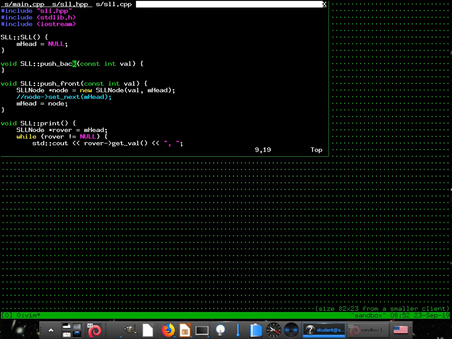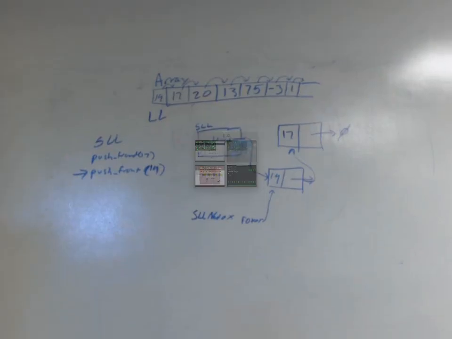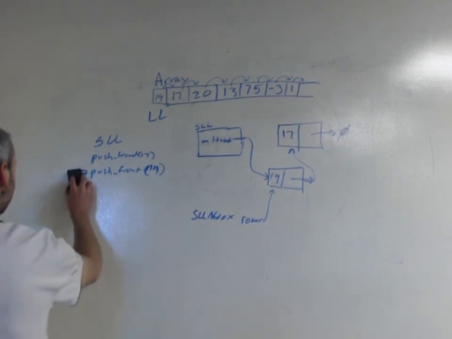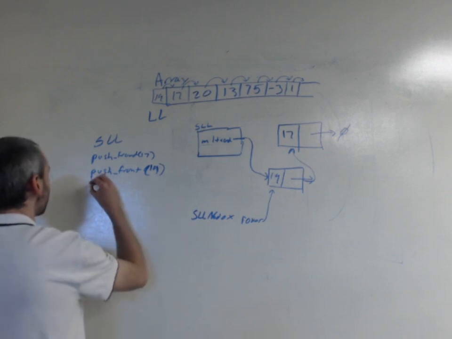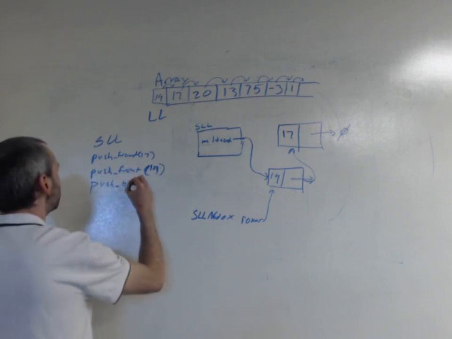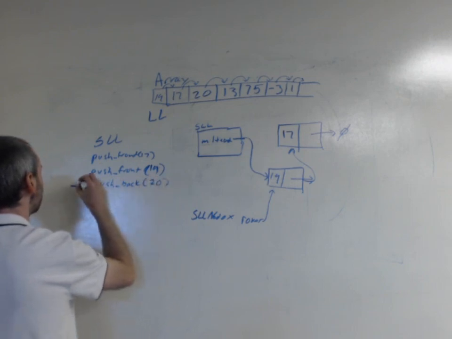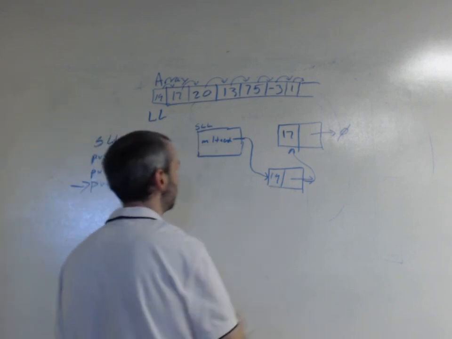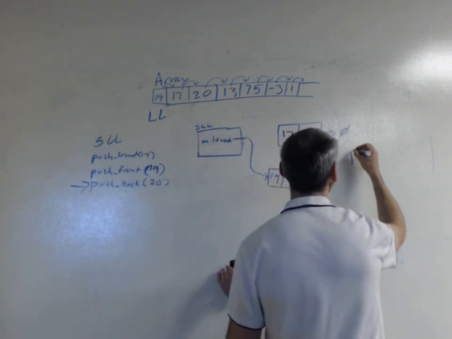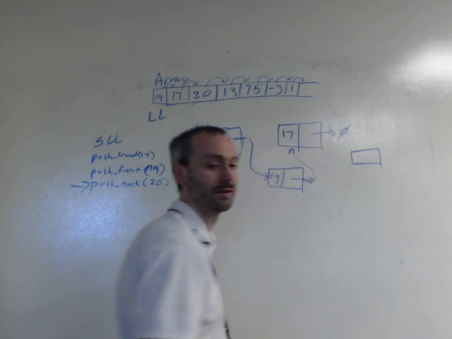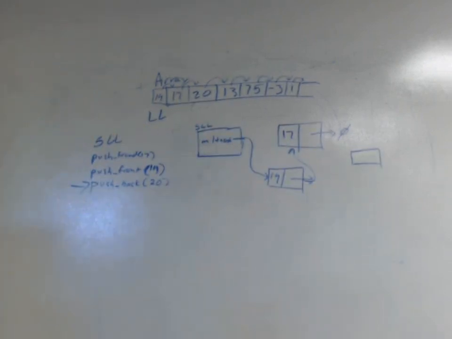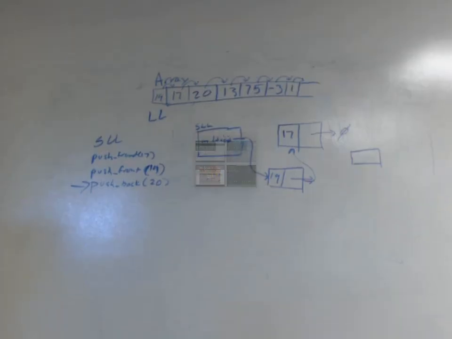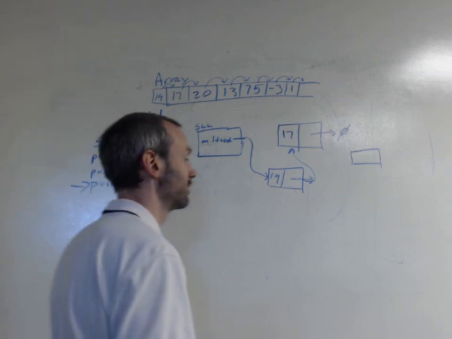All right, so push back. Okay. So we want to push to the back the value 20. All right, what do we want to do? Create a node. And go to the back, so I'll put it over here. Does anyone want to start typing this? Yeah, someone start typing this. So we create a node. What are you going to put in that node?